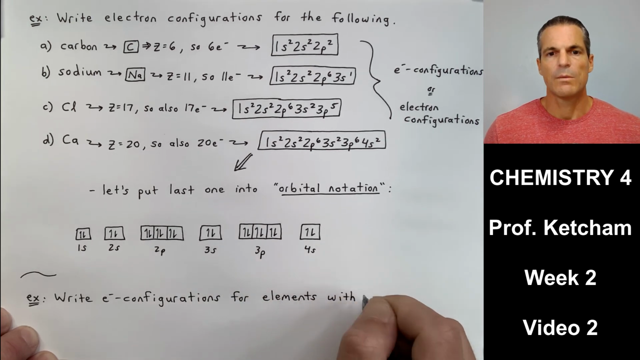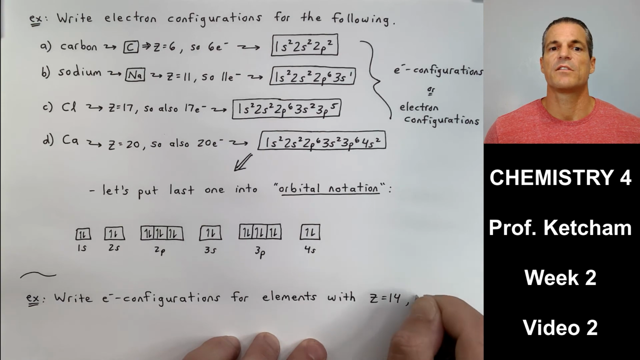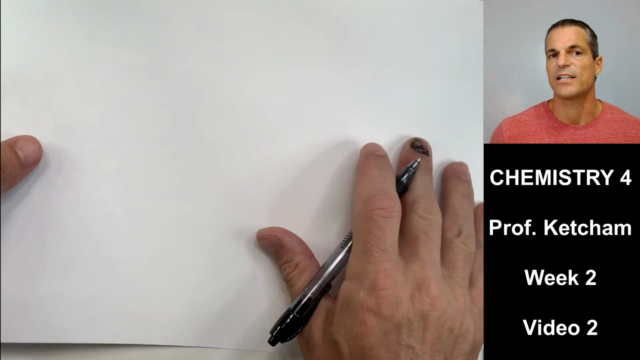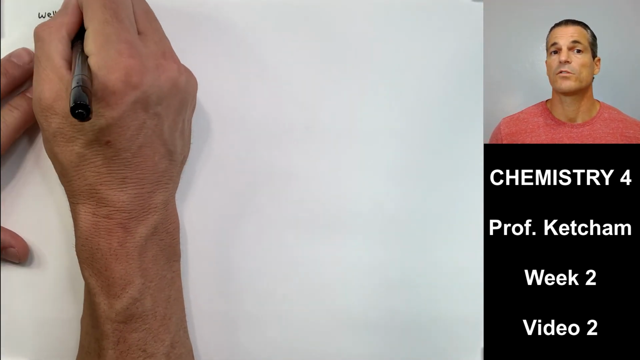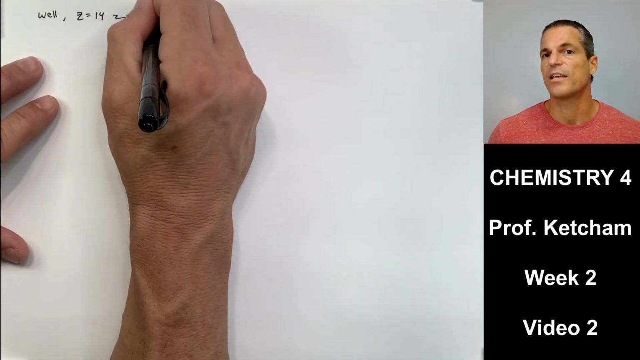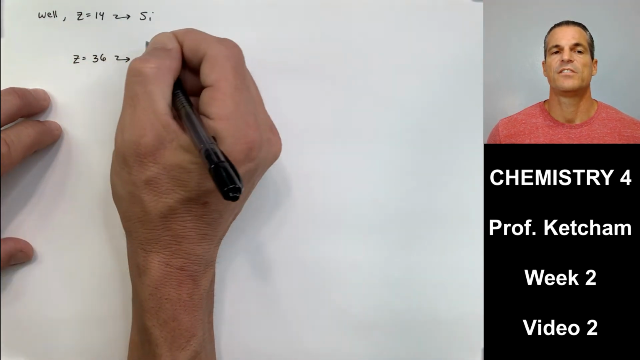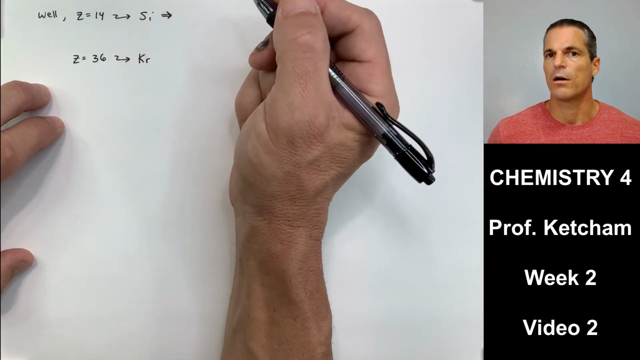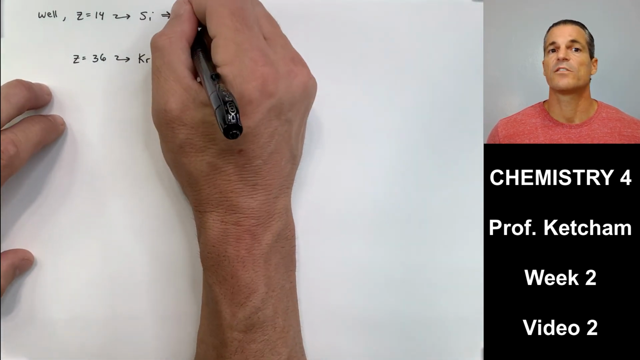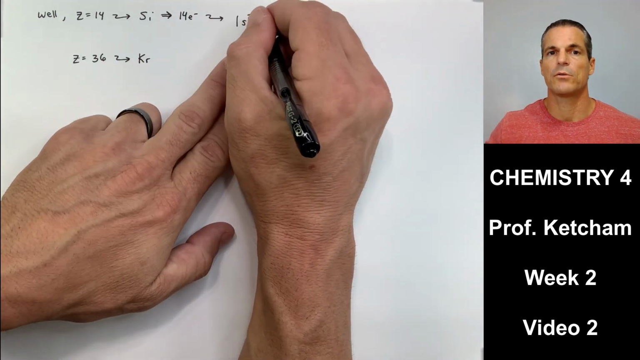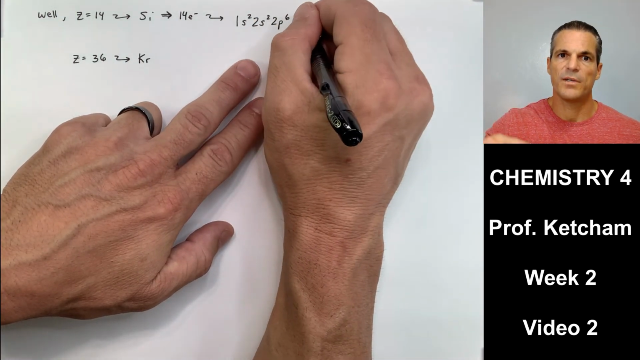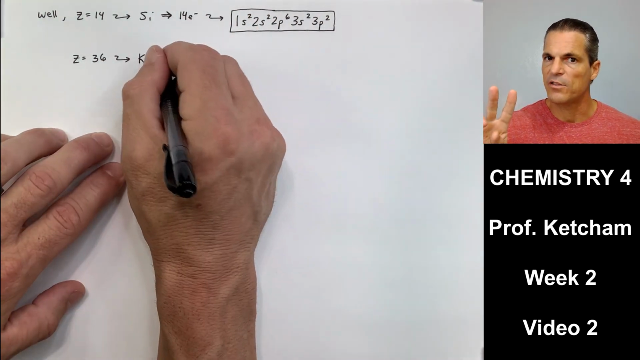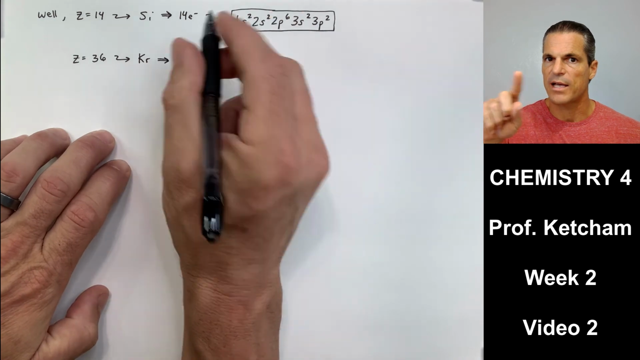Example. More of the same. Write electron configurations for elements with Z equals 14 and Z equals 36. Well, Z equals 14, we have to go find it. It's silicon, Si. And Z equals 36 is Kr, krypton. Silicon is 14 electrons. I begin using the diagonal rule. 1s2, 2s2, 2p6, 3s2. I could have done 3p6 total, but I only needed 3p2. Stop at 14. My exponents add up to 14.